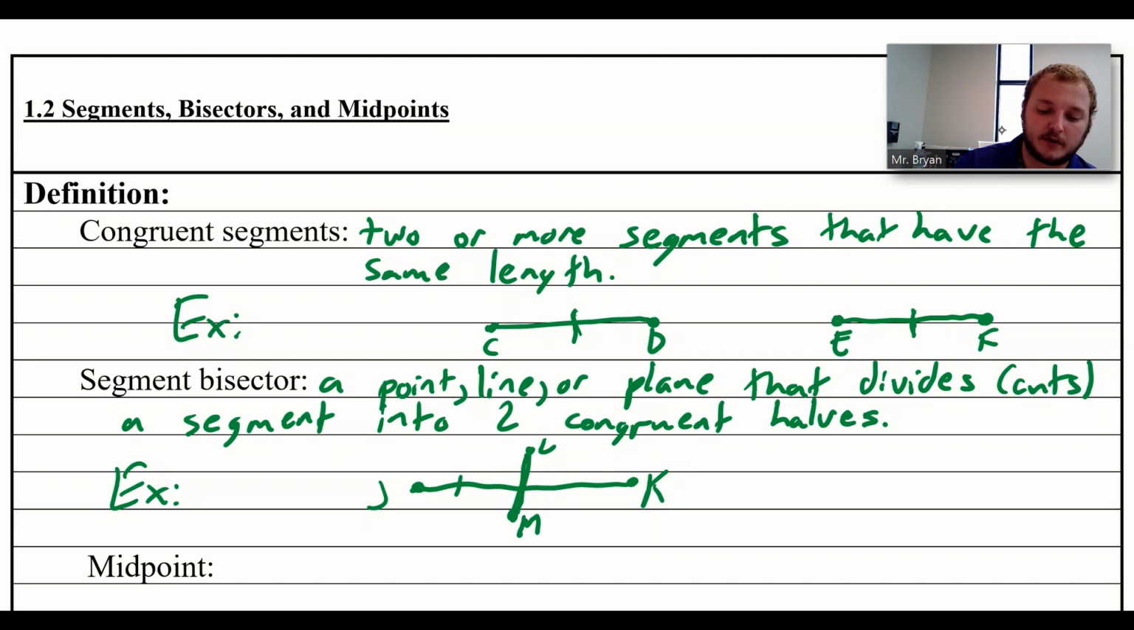So we know when I have congruent, that means I can mark that with 2 dash marks. So now I'm saying J, and then whatever this intersection point is, let's just call it N. JN is going to be congruent to NK. Okay, that's what it means. You'll hear that with segments, you'll hear that with bisectors. It just means cut in half. 2 congruent halves come out of it.